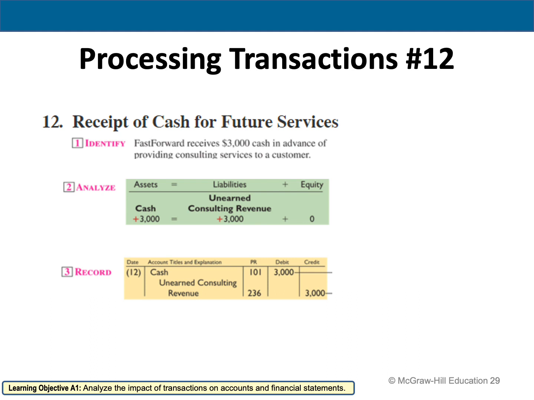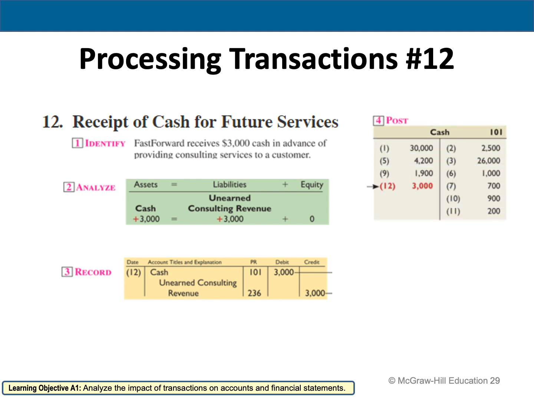So now the fourth step, which is the posting, where I need to draw the T account for the cash and I have to record the transaction 12, 3,000. It should be on the debit side. Why? Because we received cash. And I also have to draw the T account for the unearned revenue, and I have to record the 3,000 on the credit side. Why on the credit side? Because my liability is increasing, and if my liability is increasing, I have to record it on the credit side because this is the normal balance.